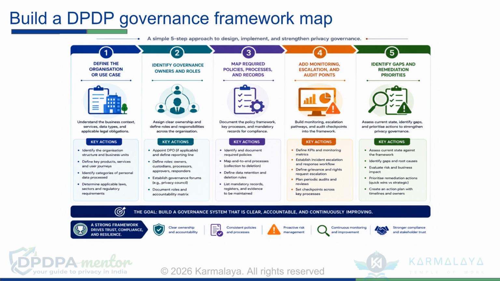In this activity, you can work with a sample organization, such as an edtech platform, HR services company, fintech app, or retail business. You should produce a governance framework map showing ownership, controls, records, reporting lines, and improvement priorities.